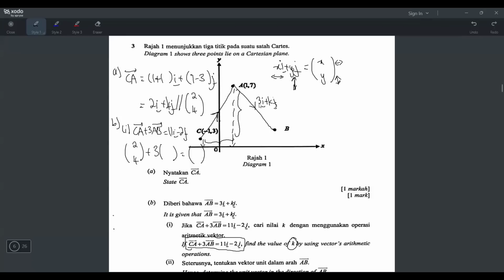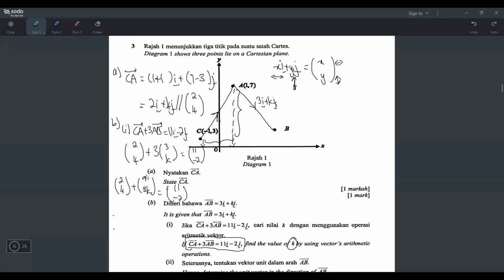AB, they already give us 3i plus kj, but I told you I want to change to bracket form, so it will be 3 on top, k at the bottom. 11i minus 2j is just going to be 11 on top, negative 2 at the bottom, like this. Now we can do the multiplication first. We have to times 3 first. The addition cannot go first. If there is multiplication, you must do the multiplication first. So it becomes 2, 4 plus. Okay, the 3 has to times inside. So both numbers also have to times 3. 3 times 3, 9. 3 times k, 3k equals 11, negative 2.